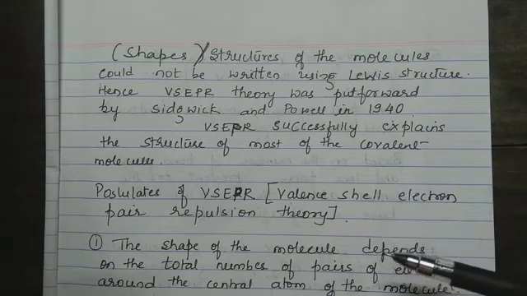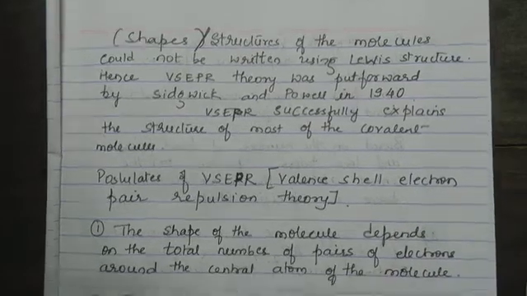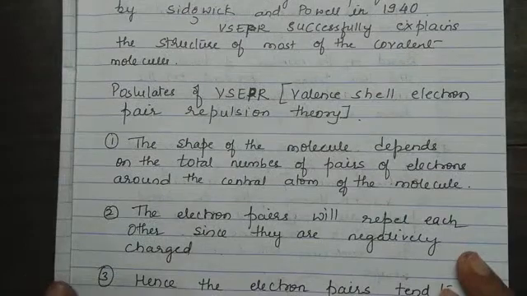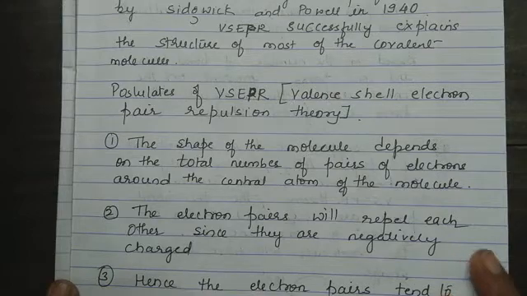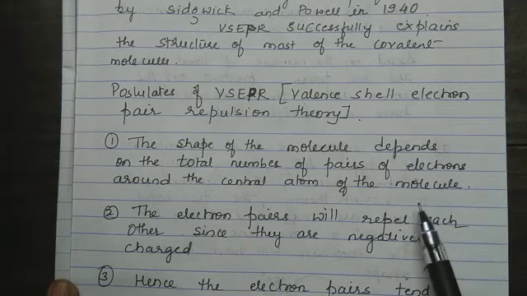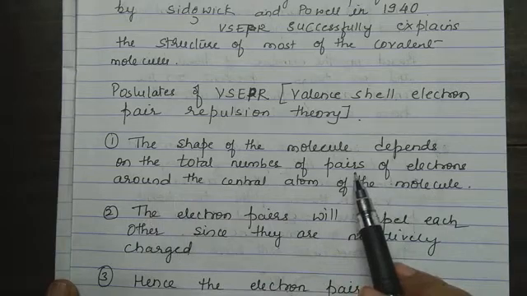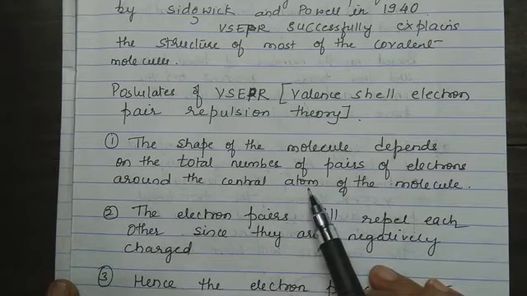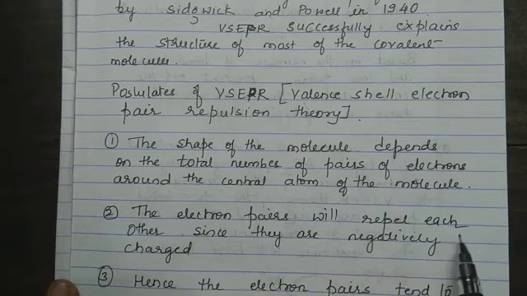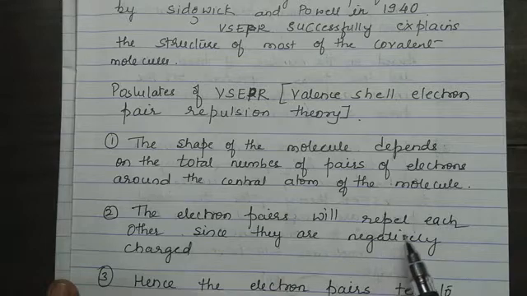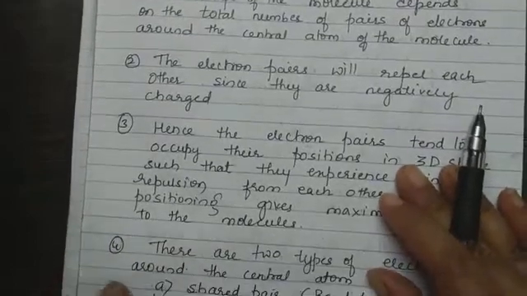Now, what are the postulates of VSEPR theory? The shape of the molecule depends on the total number of pairs of electrons around the central atom of the molecule. The shape of the molecule, whether it is tetrahedral or linear, depends on what? The total number of electron pairs around the central atom. Okay. The electron pairs will repel each other since they are negatively charged. Since they are electrons, they are negatively charged, therefore they repel each other. That is our second postulate.